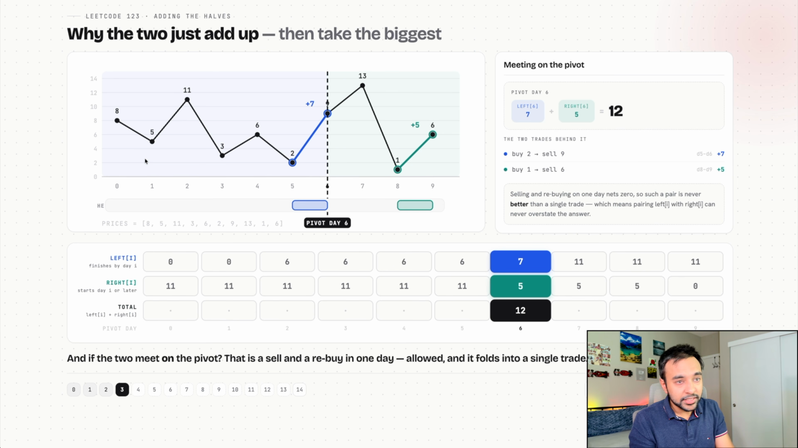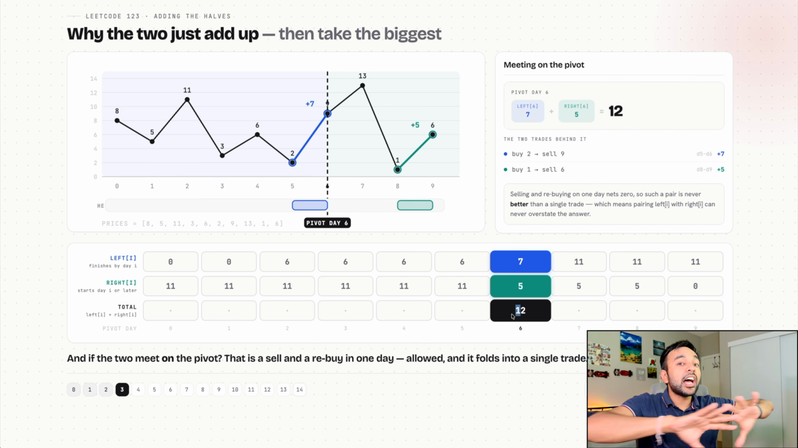What I'm trying to say is, if I pick a divider, let us say this is my divider, it has now divided my array in two halves, left and right. I have to pick two trades. So I know from this chart that the best trade available on the left is between 5 and 6. This is a value of 7. And the best trade available on the right is between 1 and 6. That is the value 5. So if my divider is over here, this is the maximum profit that I can book.